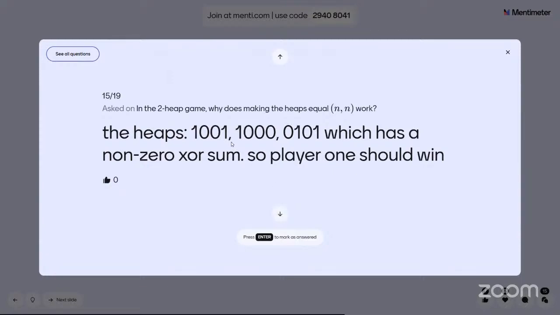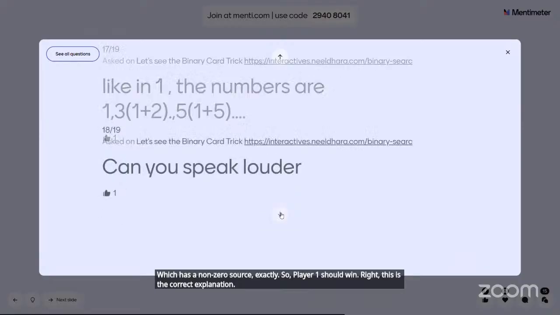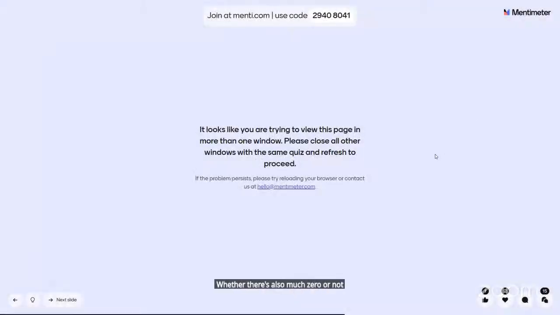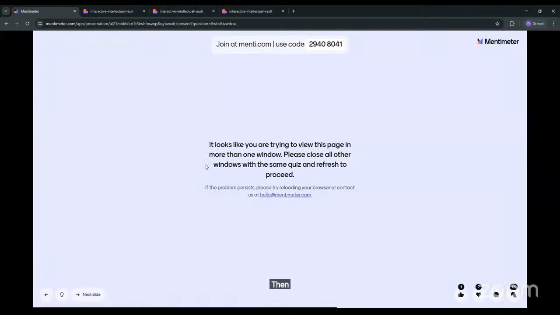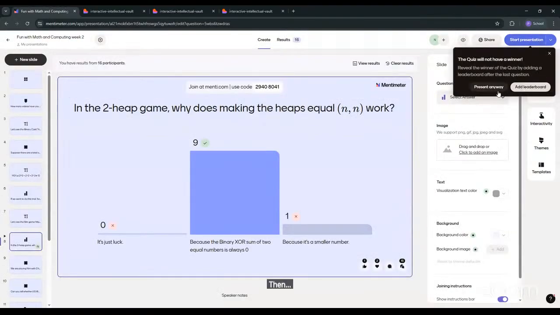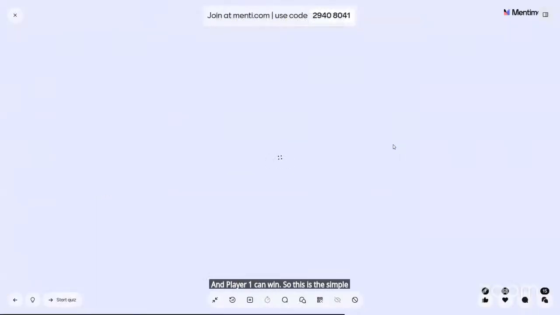The heaps are 100, 100, which has a non-zero sum. Exactly, so player 1 should win. Right, this is the correct explanation. So every time you just add them and check whether their XOR sum is 0 or not. If their XOR sum is 0, then player 2 will win. If the XOR sum is not 0, then player 1 can make it XOR 0 and player 1 can win. So this is the simple thing you can check every time.